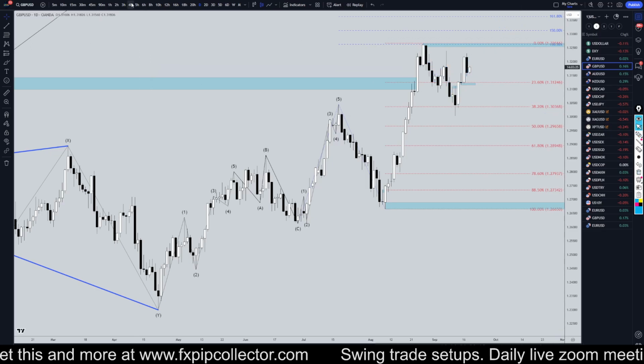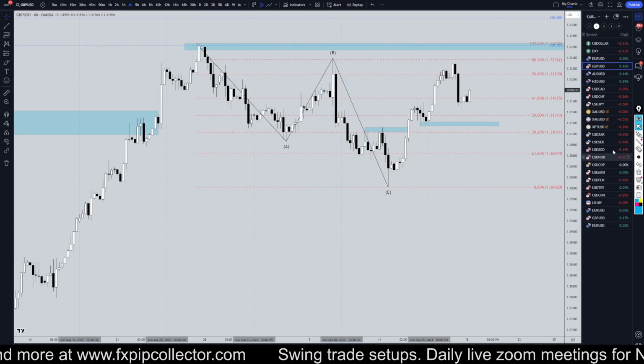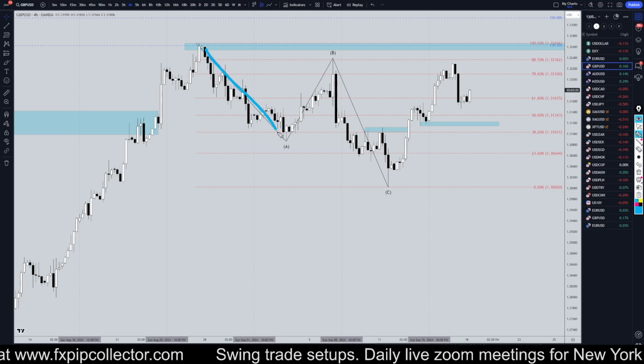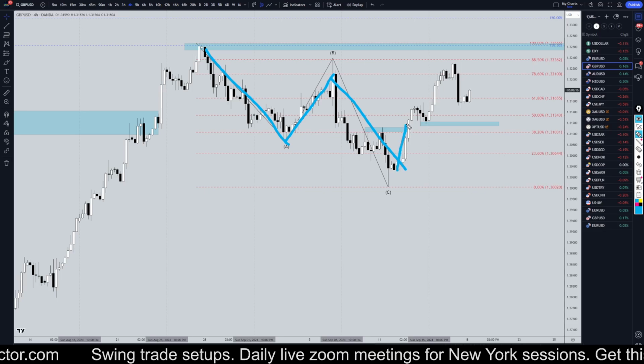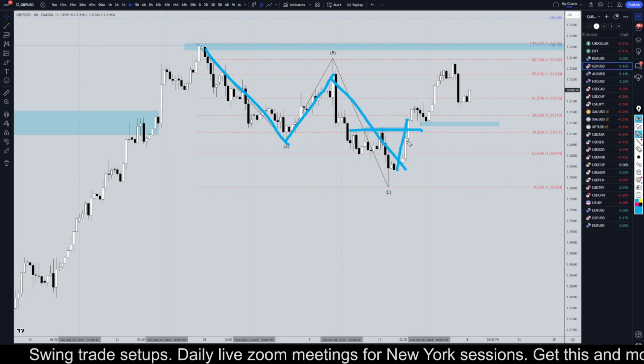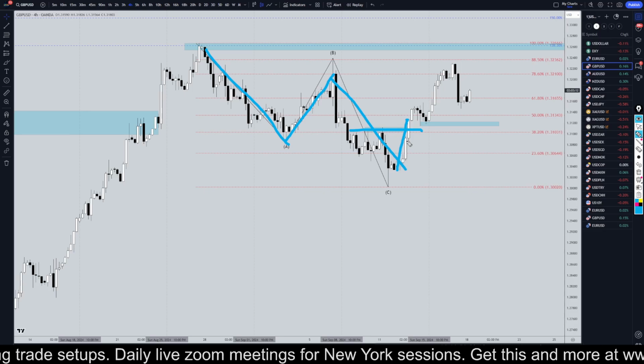So taking it down to the 4 hour time frame. On the 4 hour time frame, like I said, it looks like impulsive down, it looks like corrective up, it looks like impulsive down. We got a Fibonacci bounce, we got a break of structure to the upside. Seems like we have the end of a correction.